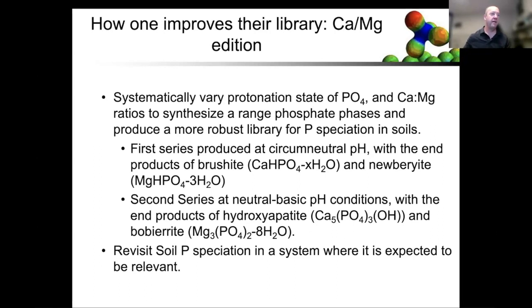And so if you systematically vary the pH of the system and that ratio of calcium to magnesium, you can synthesize a large number of materials. You can look at their XANES spectra, and you can also figure out whether those are more reasonable for your system that you're studying or not, compared to things that you can buy as a reference material from a mineral library.